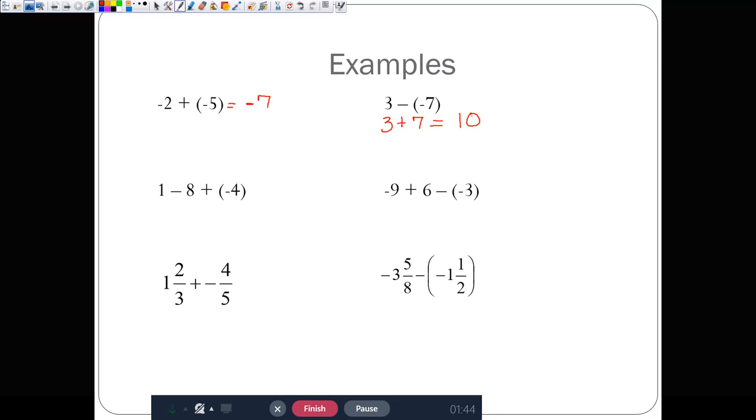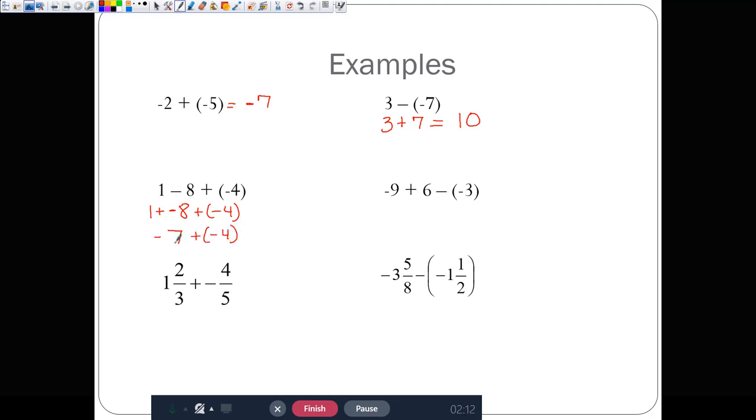Okay. So here we are subtracting, so I'm going to change my subtraction to an addition and change the sign after. And then now I'm going to follow my addition rules. So we have one positive and one negative, so we're going to subtract. So what is 8 minus 1? 7. And we keep the sign with the bigger number, 8, so it's going to be negative 7.